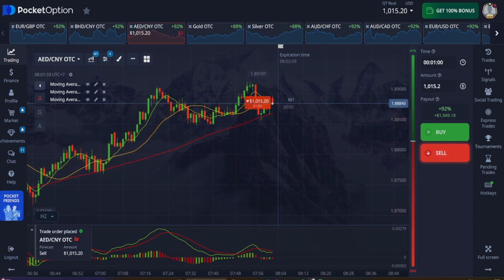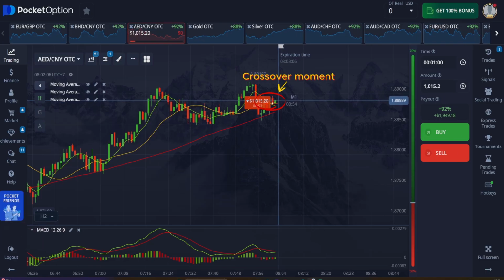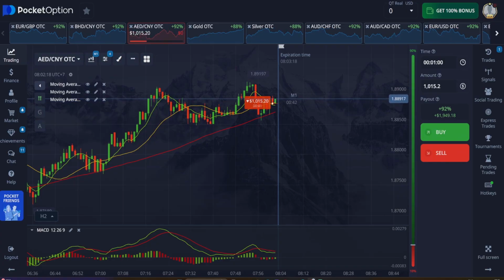I'm taking a sell position because the moving averages are showing a clear bearish signal. The faster MA has just crossed below the slower MA, indicating that the trend is shifting downward and bearish momentum is building. This crossover is a strong sign that sellers are taking control of the market, and selling pressure is increasing.